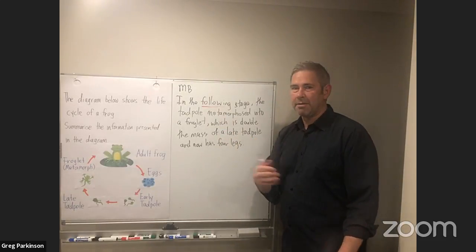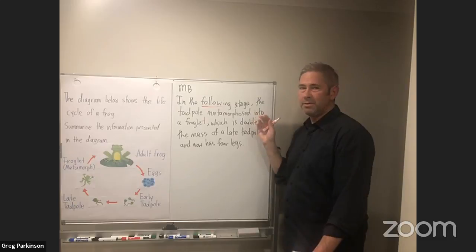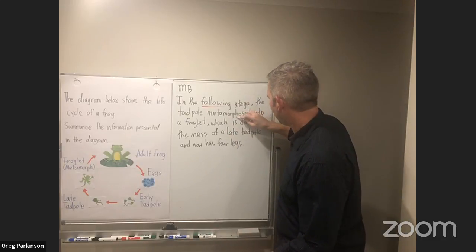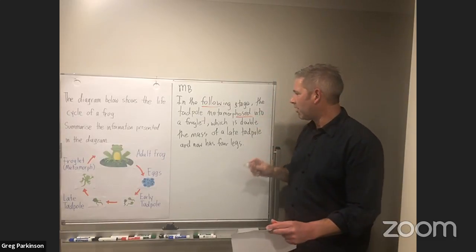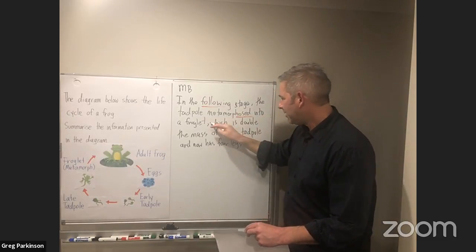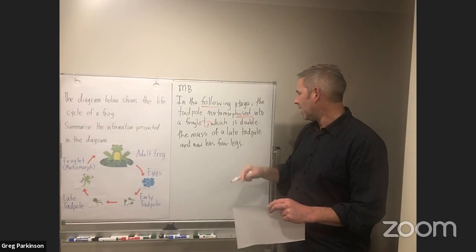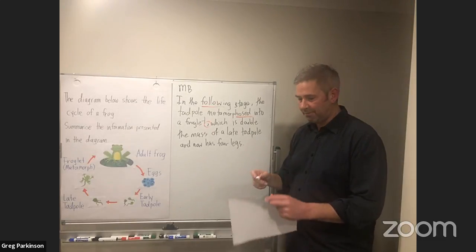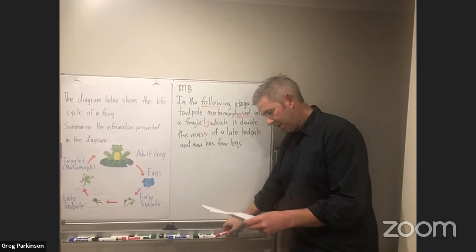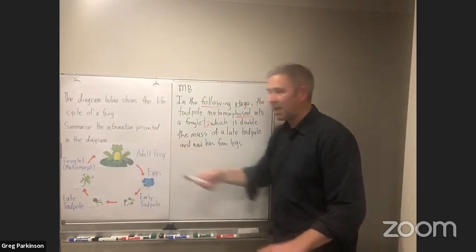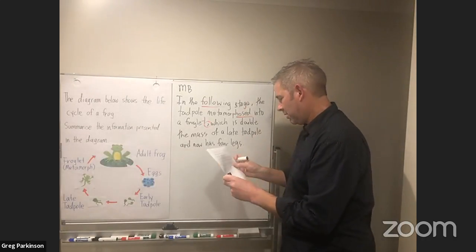And again, you don't have to use a synonym. You can just use a different part of speech. So I've used the verb form here. It's metamorphosed into a froglet. And again, another complex sentence, which is double the mass of a late tadpole and now has 4 legs. And here is my final sentence where I'm going to go back to the start talking about the adult frog.